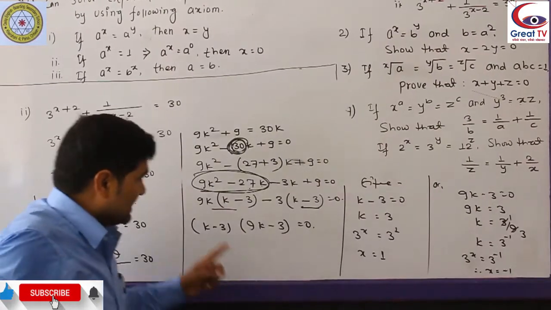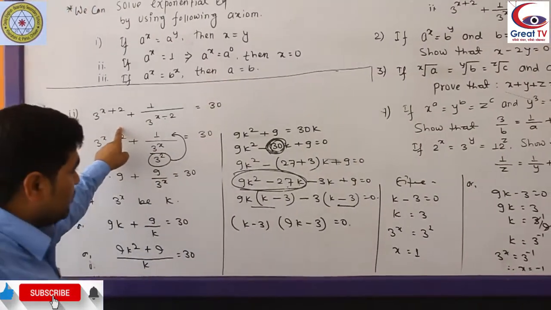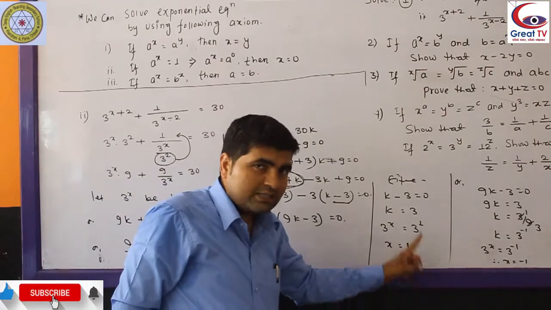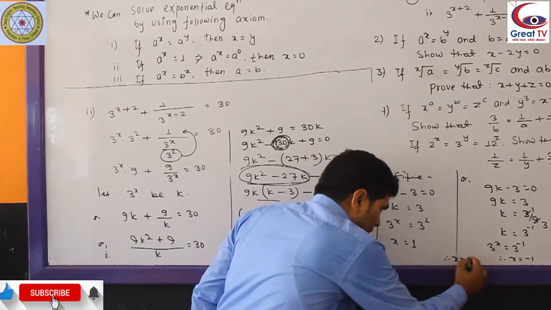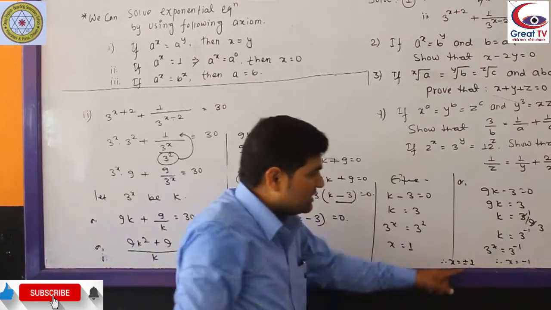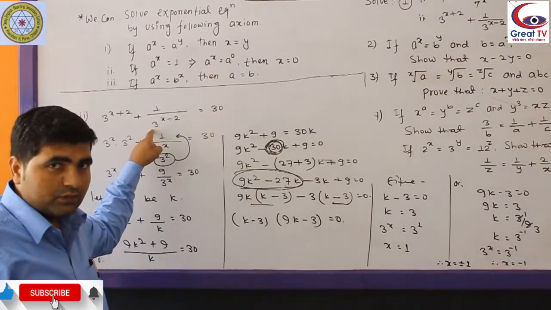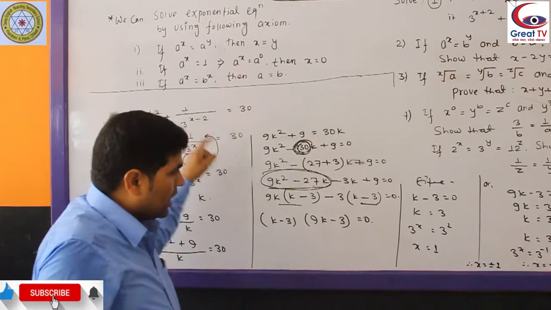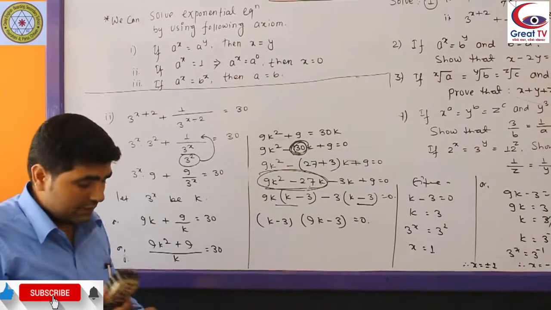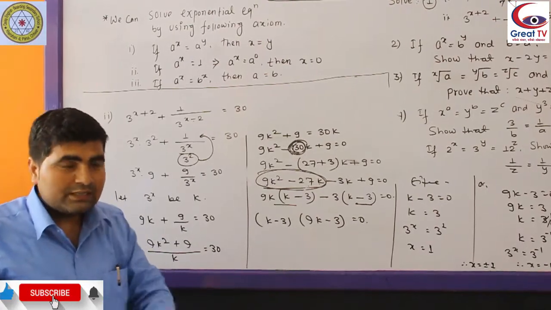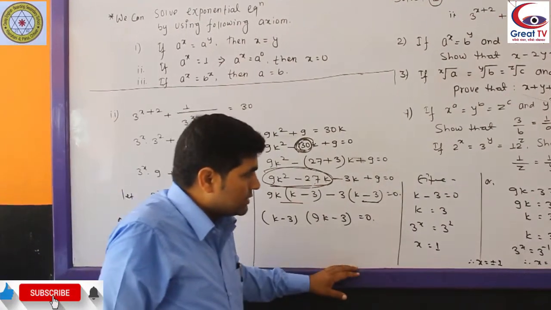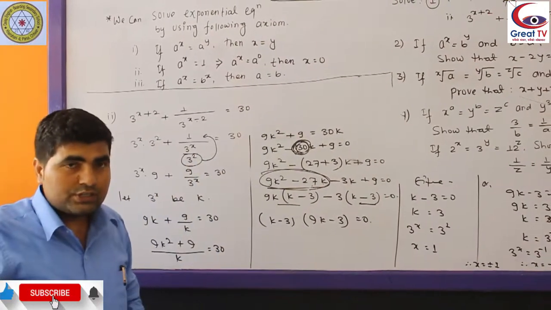Finally, we can say the solution of this exponential equation is x equals plus or minus 1. This is the solution of this question. I think you have understood this one. If you are confused about this question, you can ask your mathematics teacher after this lockdown, or your nearest teacher.